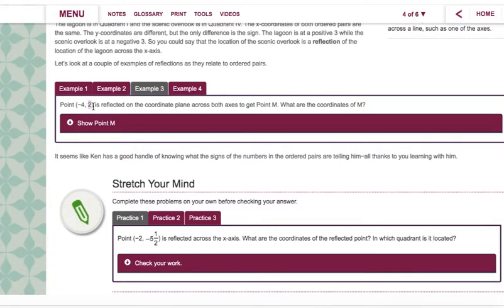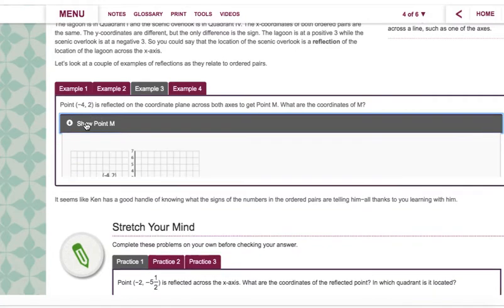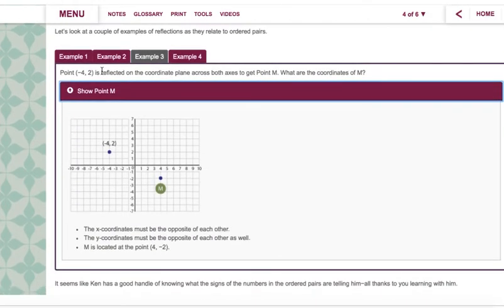So that means I keep that -2 and I do the opposite of -4, which is the ordered pair 4, -2. Essentially, you're taking the opposite of both, guys. So if you're being asked to reflect across both axes, both of them, you're going to change the sign on both numbers. So +4, -2, which is what you get here, +4, -2.